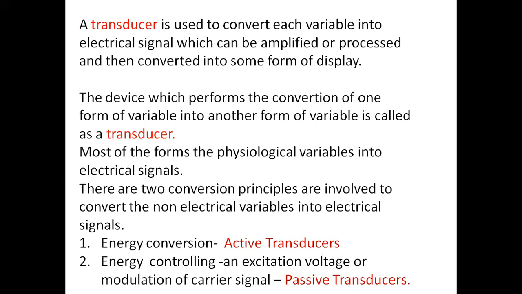Another type is the passive transducer. Passive transducers work based on the principle of energy controlling. To identify the change of the variable, we have to apply some external energy or external voltage, and by that we can identify the variation of the transducer. That variation is caused by the physical variable.